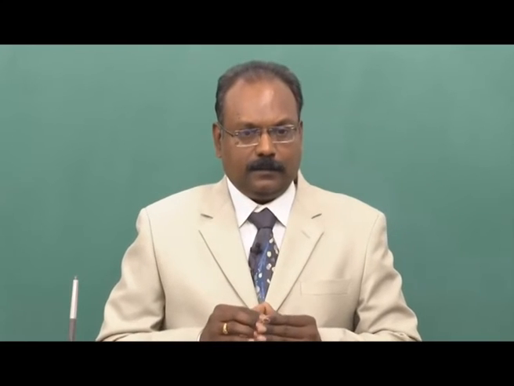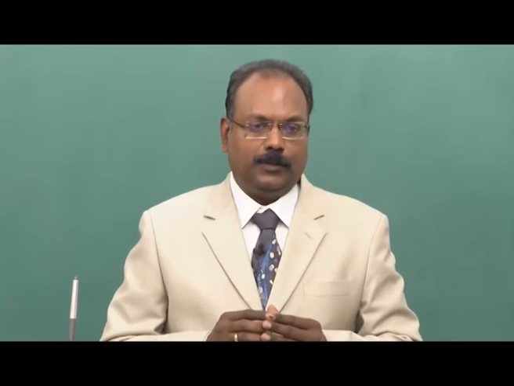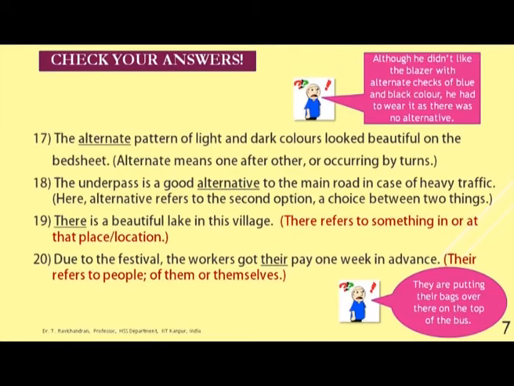17, 18, the correct choices are in 17: the alternate pattern of light and dark colors looked beautiful on the bed sheet. Now, alternate means one after other or occurring by turns. So, suppose I say I will come for the job on alternate days, that means I will come one day, I leave the other day, then another day I come. So, that is the meaning.